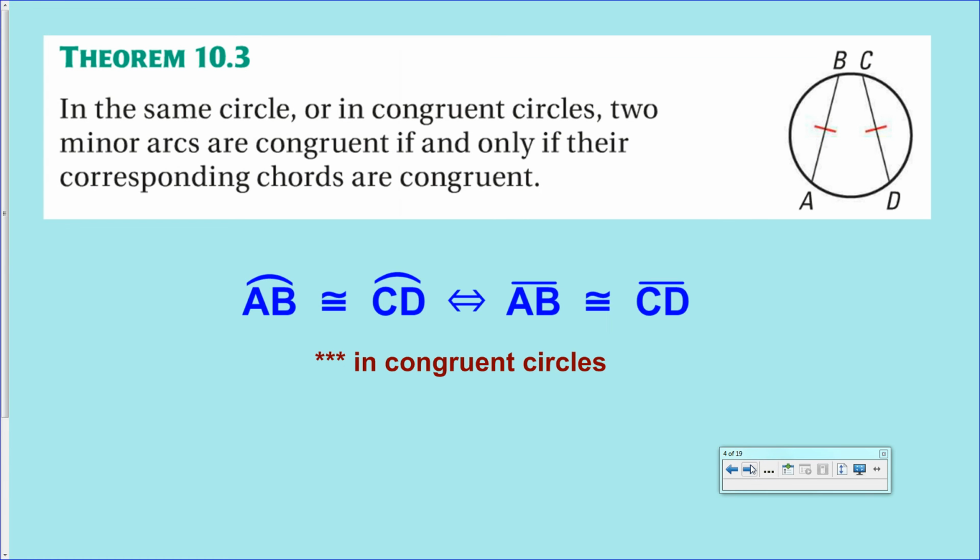Going backwards a little bit, here's theorem 10.3, and it's a pretty simple one. It says that if you have 2 congruent arcs in a single circle or in 2 congruent circles, then the corresponding chords must also be congruent. So you have to have congruent circles or the same circle for this to happen, but it totally works.